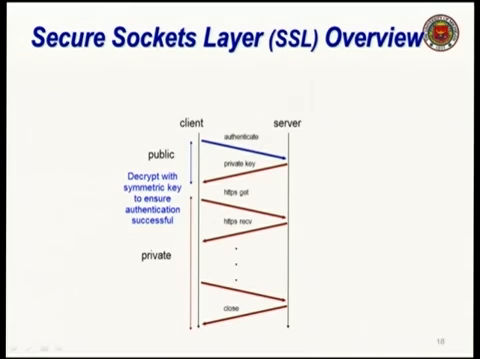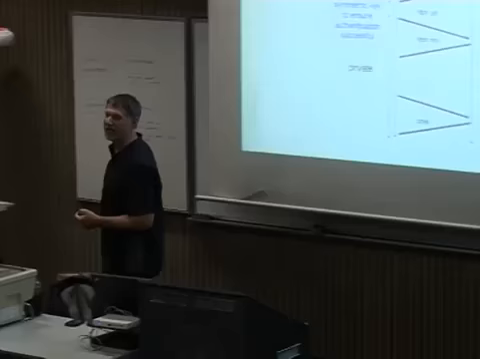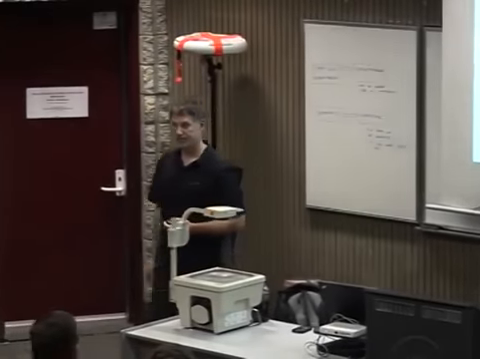Now, the client, my browser, has a symmetric key. The server, the bank, has a symmetric key. And then boom, we just start executing back and forth with our symmetric key. We have a secure channel that's efficient.